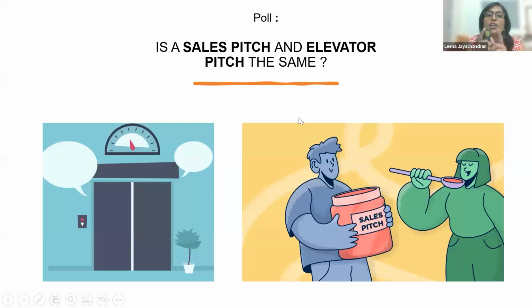Okay, so we spoke a lot about elevator pitch, which I'm going to continue, but I just want to check with the audience, how many of you think a sales pitch and an elevator pitch is the same? Yes, you want to, or Murtuza, you want to just drop in a poll? I want to know if everybody thinks a sales pitch and an elevator pitch is the same. Sure, Leenna, I've done that. Everybody, you can see that there's a poll on your screen which requests you to participate and click what you think is the right answer for you.